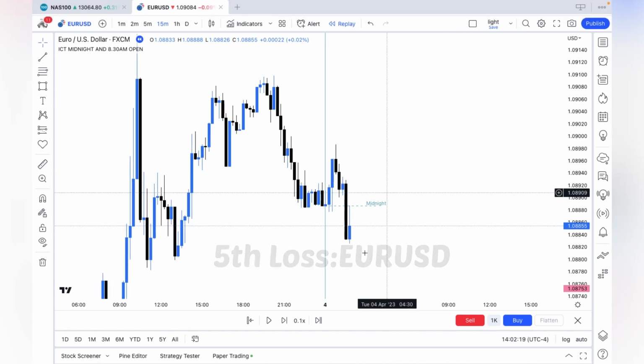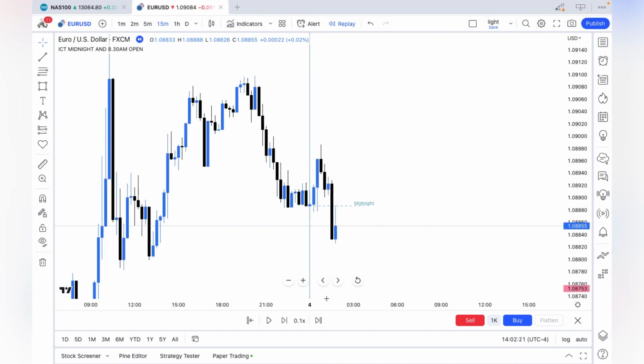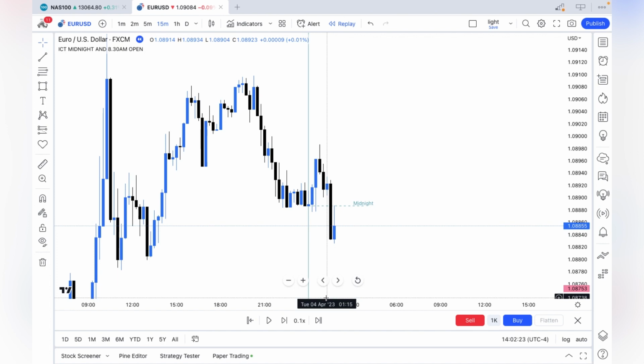Okay, so this is the last important loss I took on the challenge. So after taking this loss, I took the win that brought me out of drawdown, and then I decided that if I take another loss, I'm done. The last loss I took was fair. There was nothing I could have done about it. So I think I'll leave that one out and focus on this one right here.